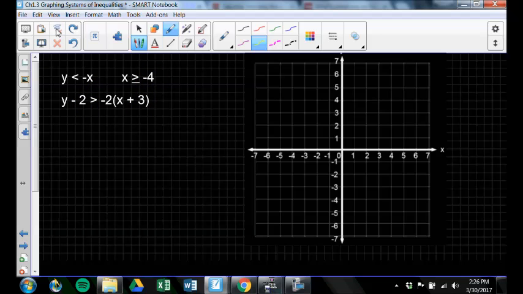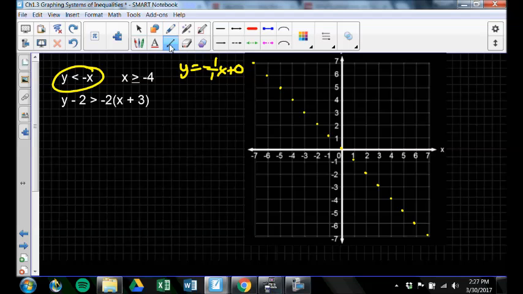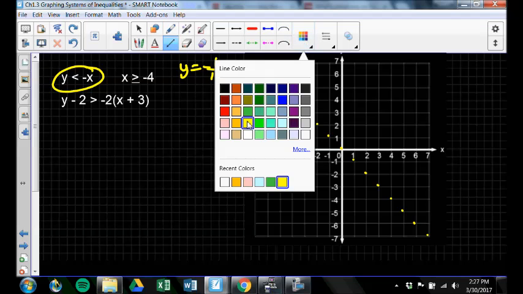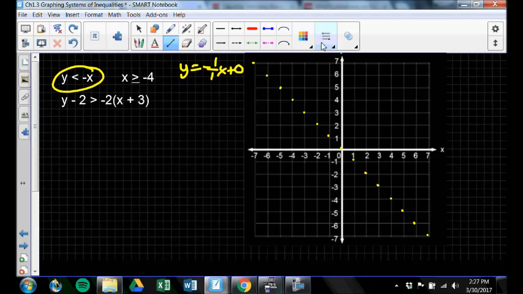Okay, the first one I'll do is y is less than -x. Well, this has a slope of -1 and a y-intercept of 0. The graph's like this. It's going to be a dotted line. And the next question is, do I shade above or below?